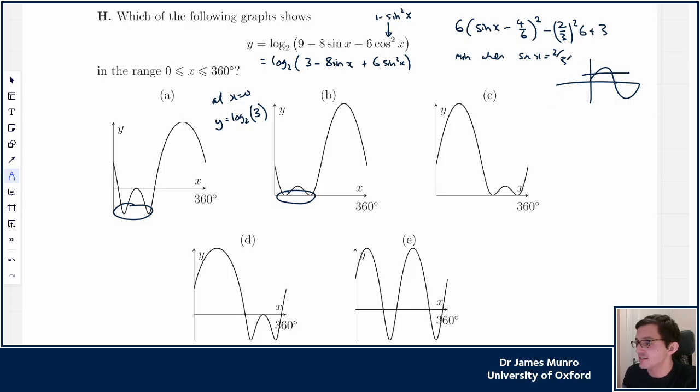Okay, so when sine x is actually equal to 2/3, then the value is equal to log base 2 of, and now all of this stuff inside, I haven't really simplified this bit, have I? That's so that's 8 over 3, I think.